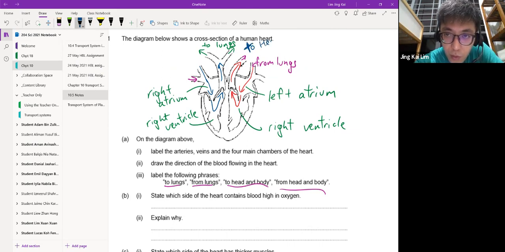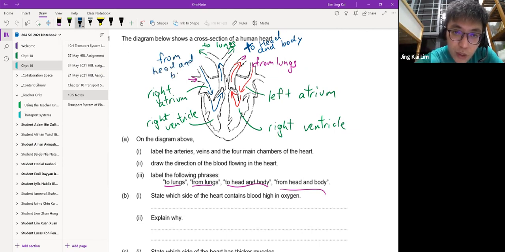To head and body. From head and body. I have no idea whether the top vein is the one from the head or not, so we just keep it as this. With this, we have labeled almost everything.